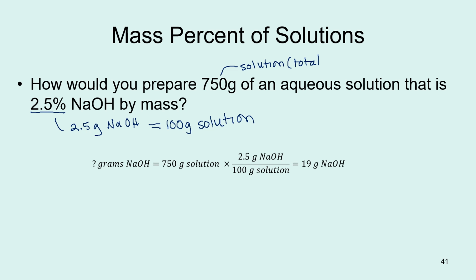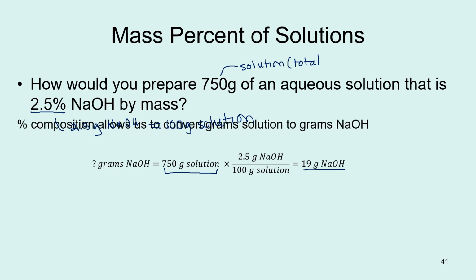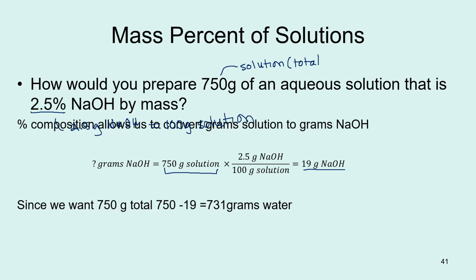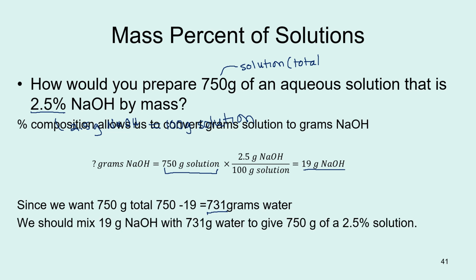I know I have 2.5 grams of NaOH for every 100 grams of solution. So if I want 750 grams of solution, I know I need 2.5 grams for every 100 grams of solution. There's my conversion factor. And so I have to put in 19 grams of NaOH. And then if we want our total to be 750, we have to add 731 grams of water. That's probably a more useful, everyday kind of concentration. So we're going to mix 19 grams of NaOH with 731 grams of water. We will have a total of 750 grams, and our mass percent will be 2.5%.